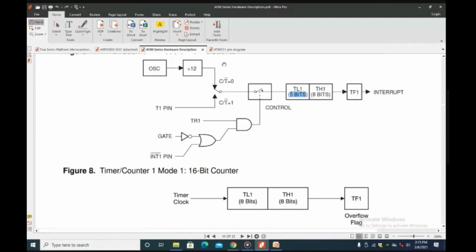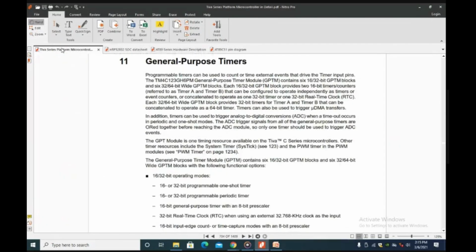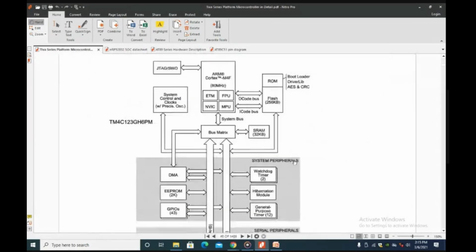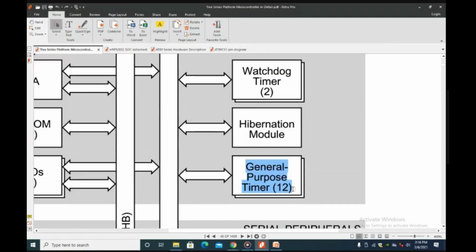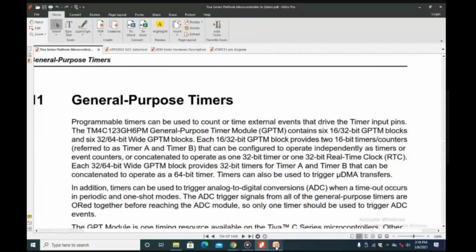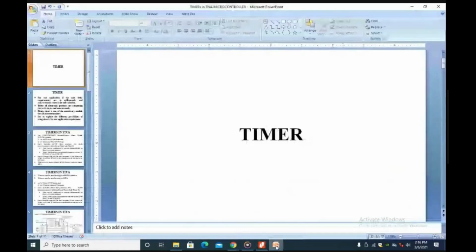That is also we are going to discuss. With this understanding, we are going to look at the timers in TIVA microcontroller. So there is a general purpose timer, right? If you look at the block diagram, there are 12 general purpose timers. There is a small PPT, and along with the PPT, we'll discuss this in detail, which will be more interesting, right?